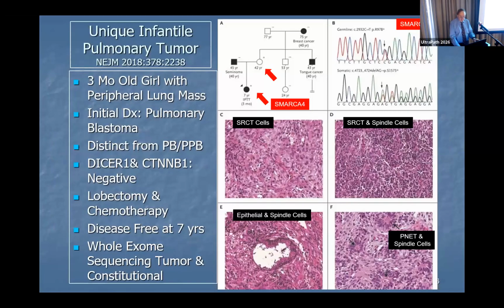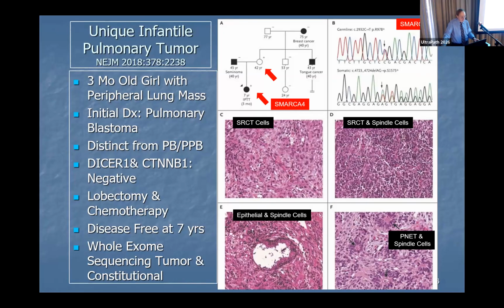I think that should, well, let me show you one other thing. And this is something that you probably will not see in the future. But this is a fairly unique infantile pulmonary tumor that was first described in the New England Journal in 2018. So this is a little girl. She had a peripheral lung mass. Initial diagnosis was pulmonary blastoma, not pleuropulmonary blastoma, but pulmonary blastoma like you see in the adult literature.